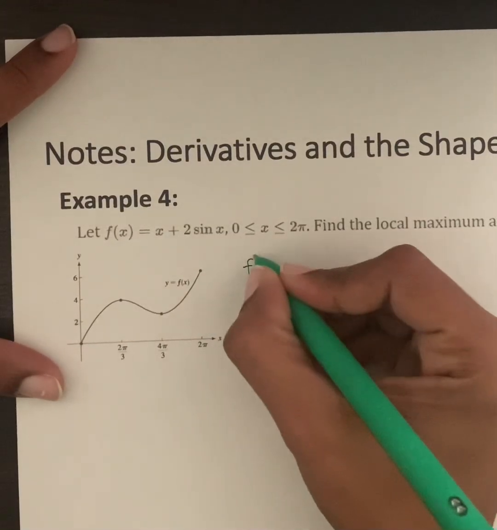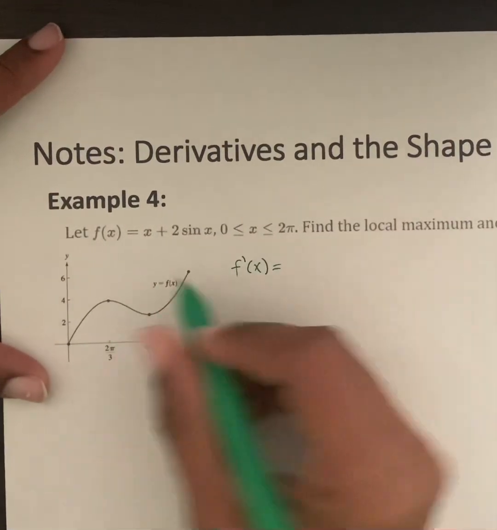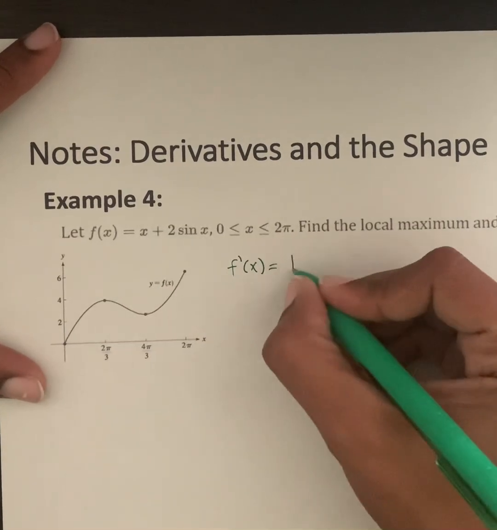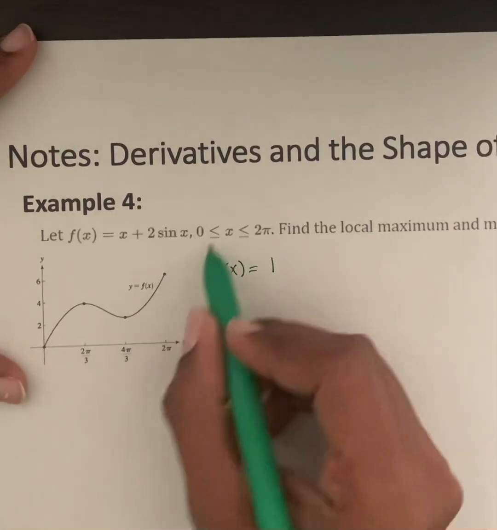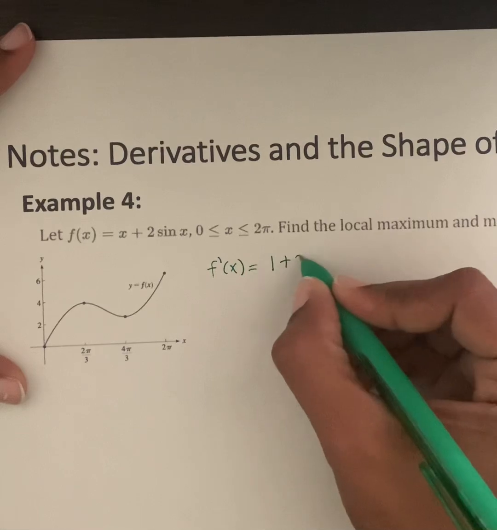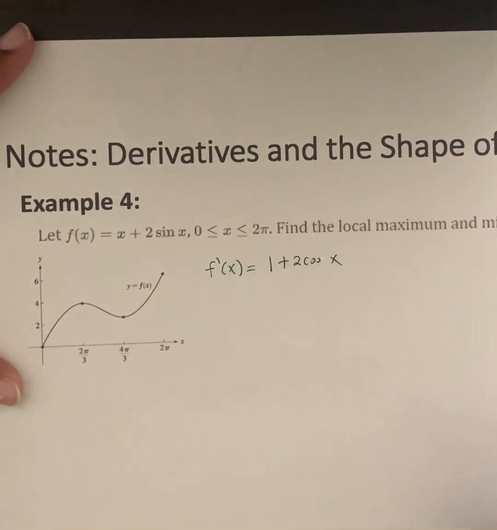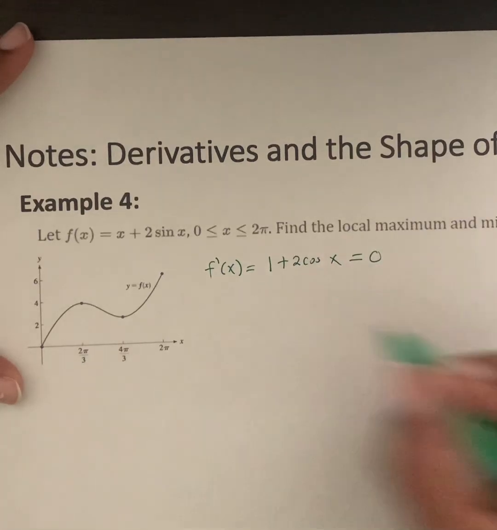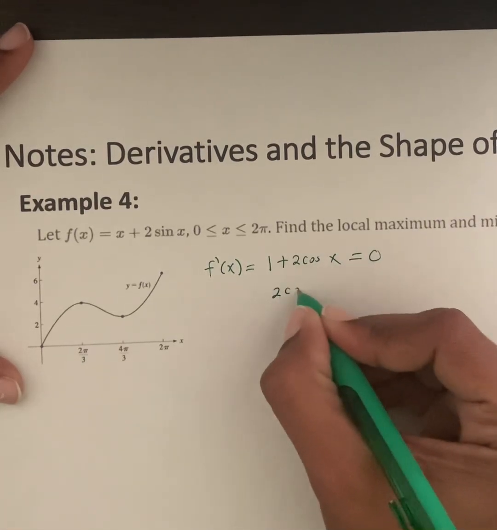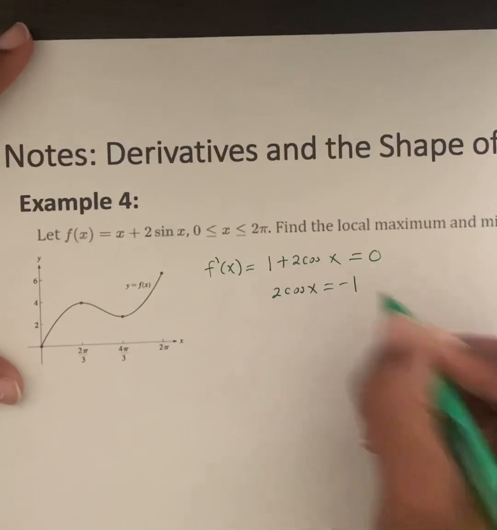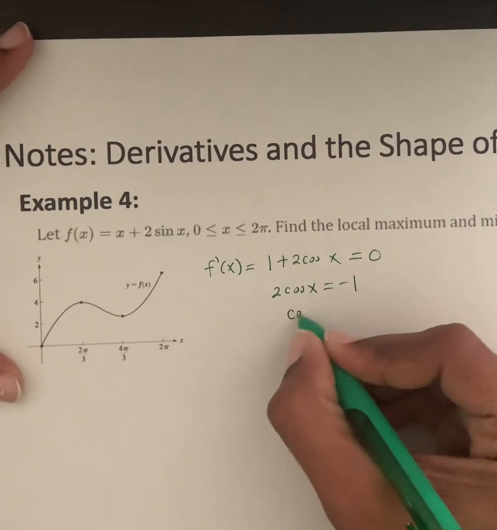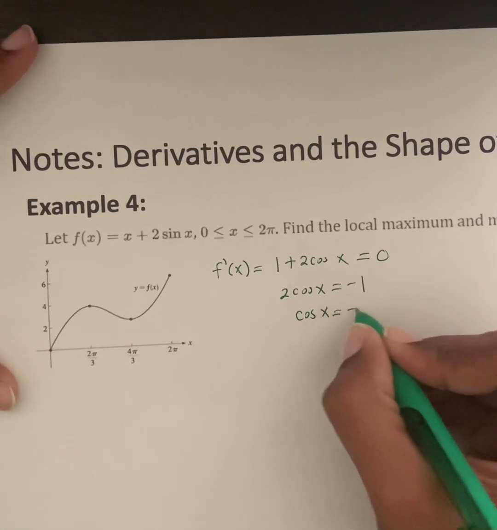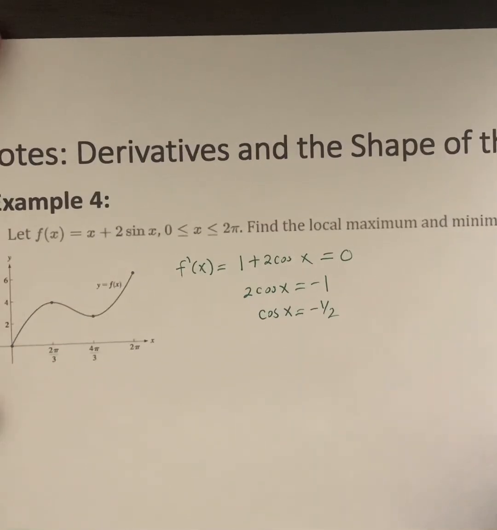So we'll start by taking the derivative. The derivative of x is 1. The derivative of 2 sine x is plus 2 cosine x. We will go ahead and set this equal to 0. This then becomes 2 cosine x is equal to negative 1. Dividing by 2 gives us cosine of x is equal to negative 1/2.